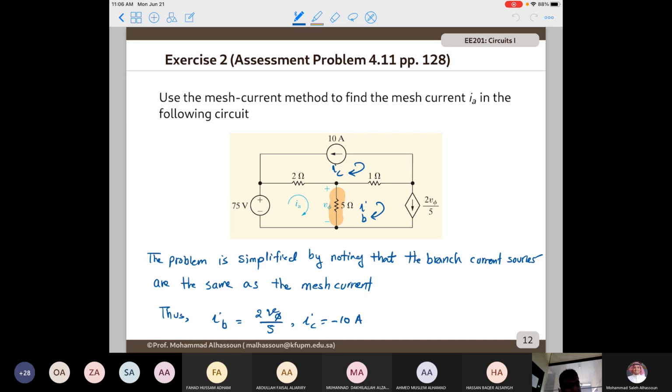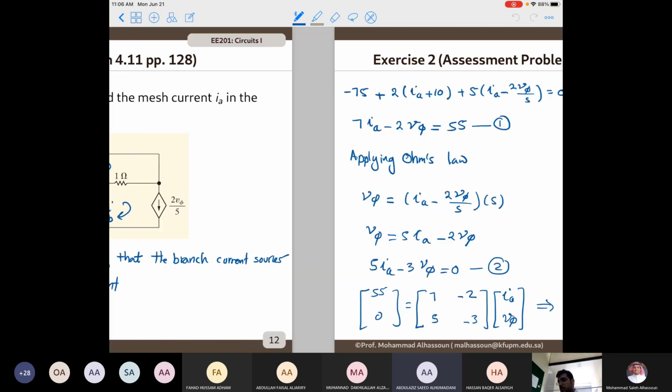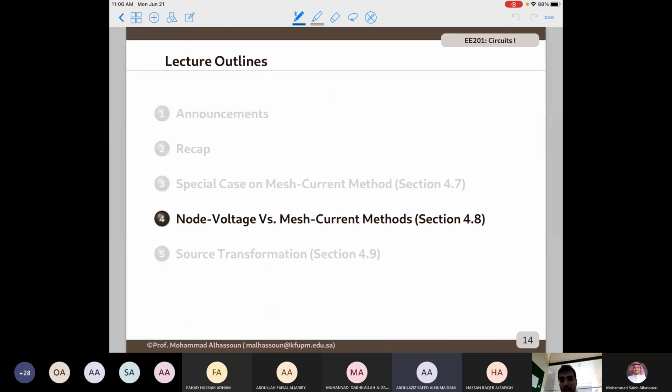Okay, Al-Hamdani, I need to move very quick. Okay, Doctor. So, what's the key to use the mesh method? So that when I see it, I directly use the mesh method. Okay, you're talking about the thing that we're going to cover in a minute.